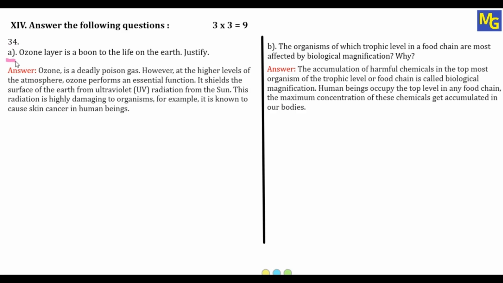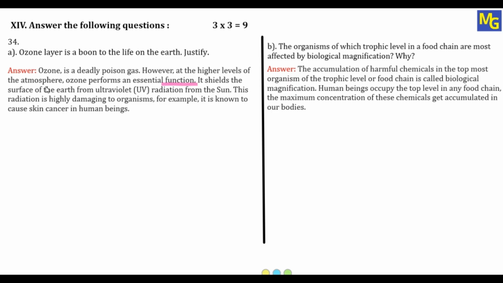We will start with the A part first. Ozone layer is a boon to the life on the earth. Justify. So we have to give the reason for this sentence. As we know, ozone is a deadly poisonous gas. What is ozone? Ozone is nothing but O3 gas. So it is a deadly poisonous gas. However, at the higher level of the atmosphere, ozone performs an essential function.